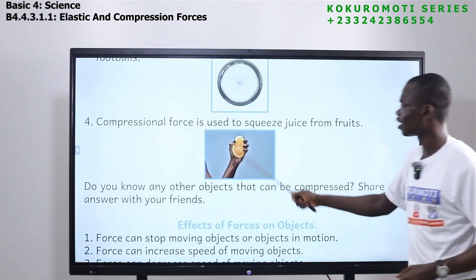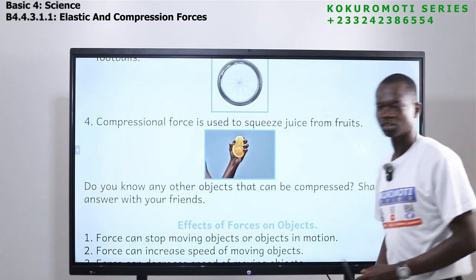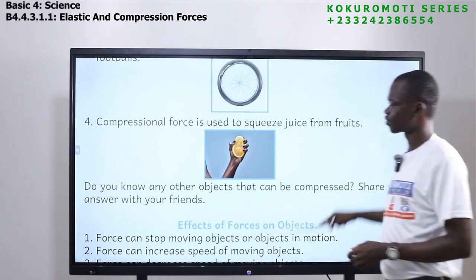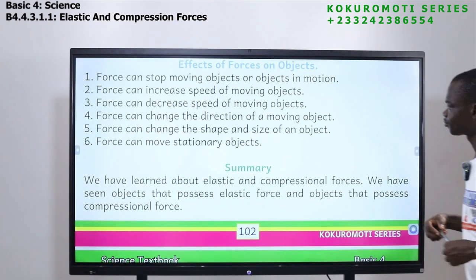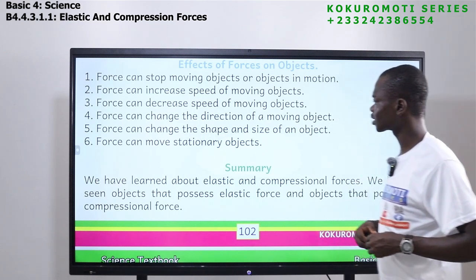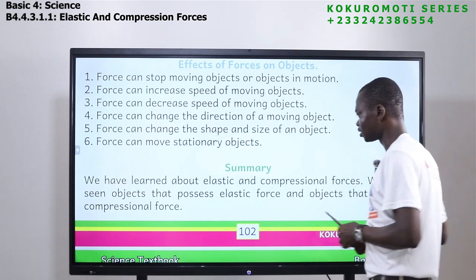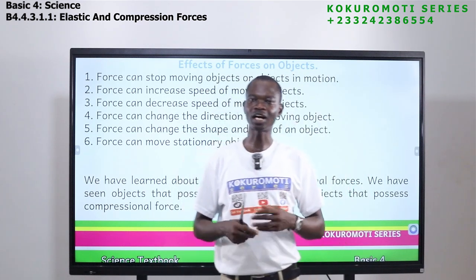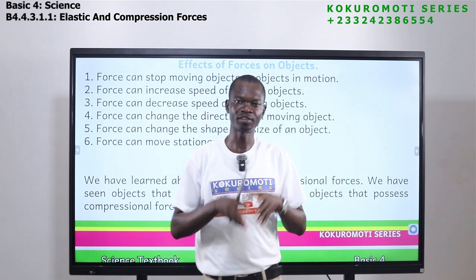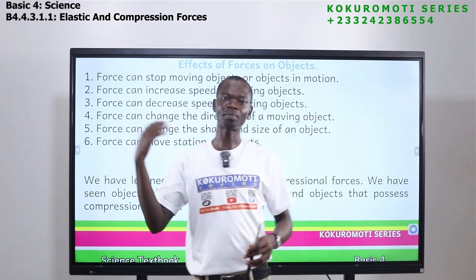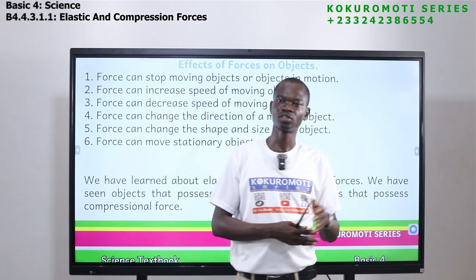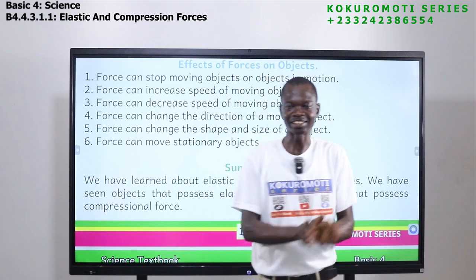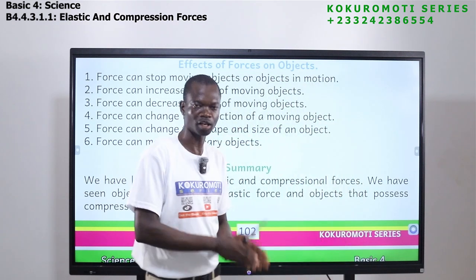For example, here, have you seen it? This is not the actual size of the orange, but because of force, the size has been changed. Okay, the next one, the last one, is that force can move stationary objects. Stationary object means something that is at a point, it's not moving. So if you have a desk or a chair, and the desk is at one point, you can apply force to it and it will move. So force can move something that is at a point, a stationary object.